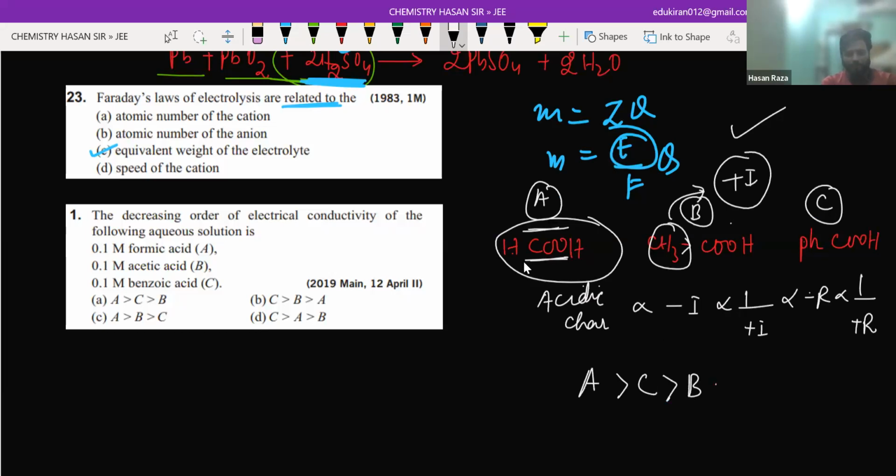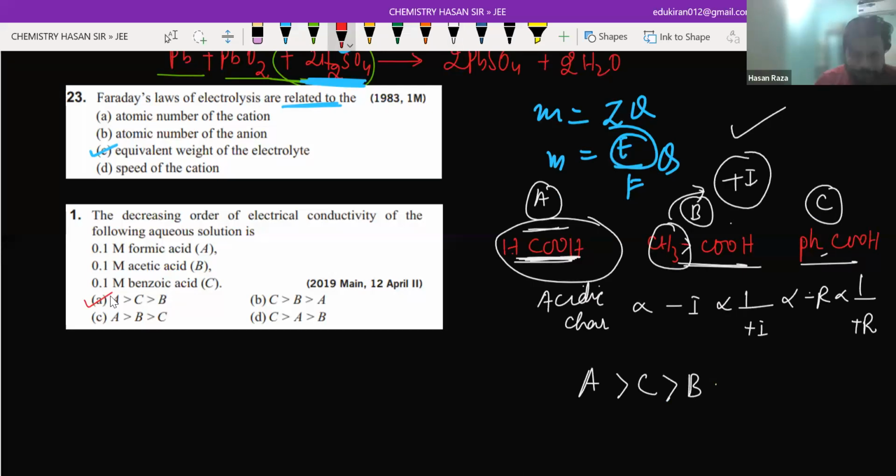And if A is more acidic, it will give H plus ion easily, and the ion generated first will have more conductivity, and hence it will have more than this and then this. This will be the last. So the answer that I'm going to write is A, not C.